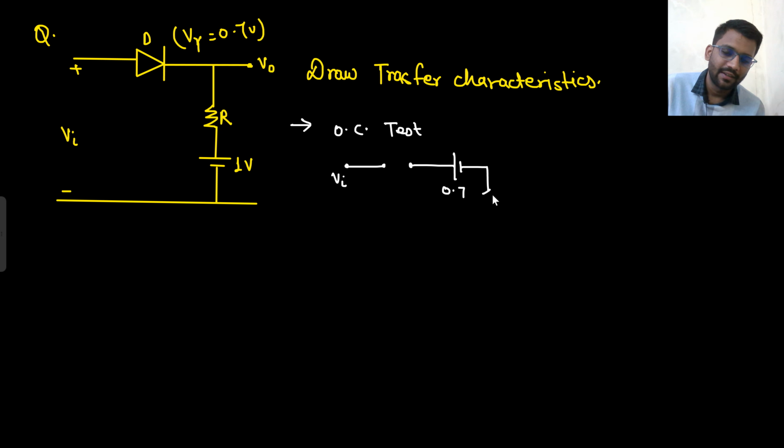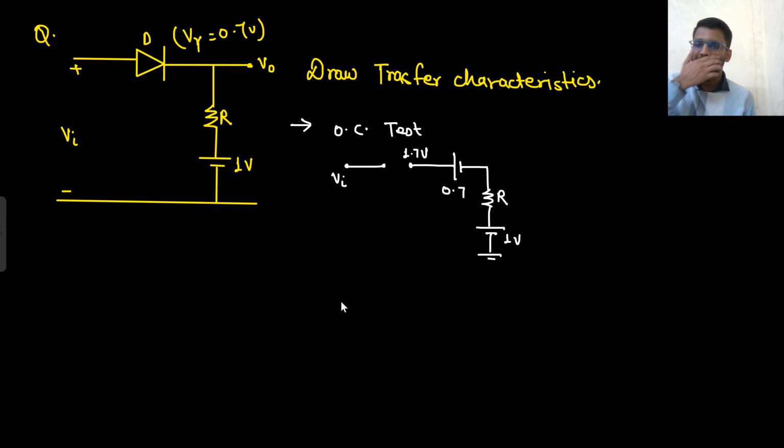Here I am having a resistance, and here I am having a battery of 1 volt. And this is grounded. This is resistance R. So what will be the potential of this point? That will be 1.7 volt. So our transition point is 1.7 volt. So when V in is greater than 1.7 volt, that means your diode will be on.